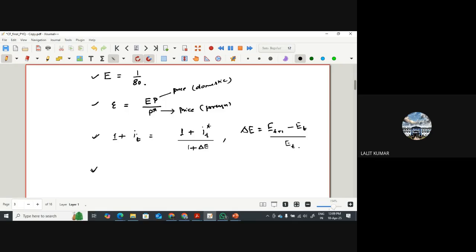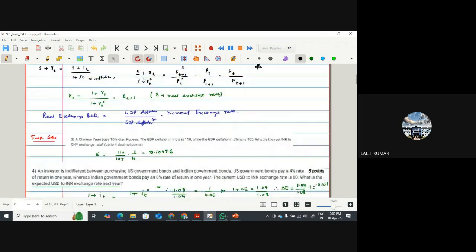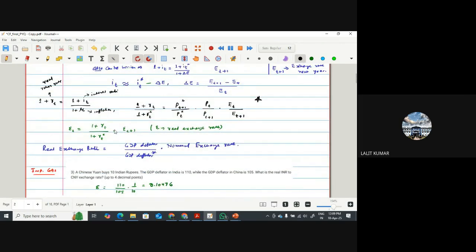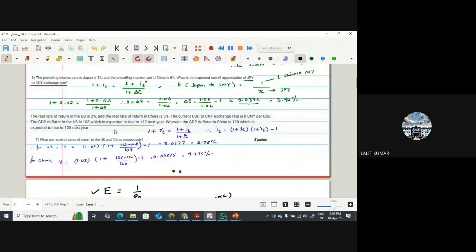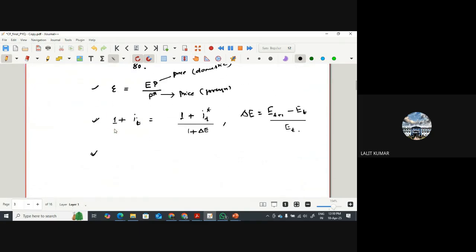Another, the last formula, was that the real exchange rate can also be written as the GDP deflator divided by GDP deflator star into E. So these are the important formulas.